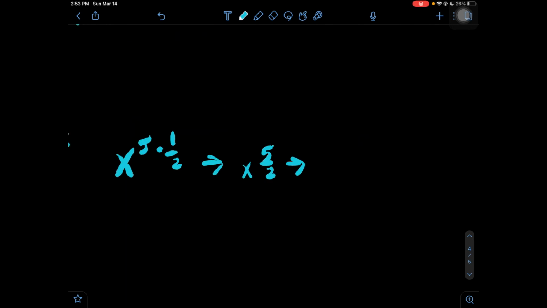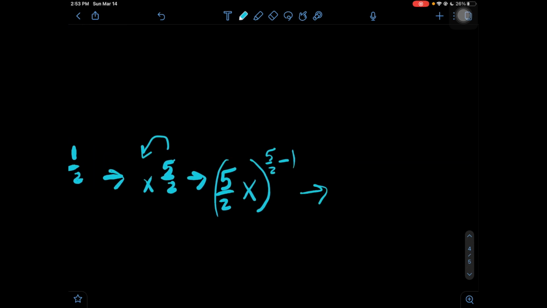So now that we have x to the power of 5 over 2, let's go ahead and follow our steps. So we're going to make this our coefficient first. So we have our coefficient of 5 over 2 times x. Okay, so that's just 5 over 2x raised to the power of 5 over 2. Remember, we have to subtract 1 from our exponent. So we have 5 over 2x, and this 1 is essentially 2 over 2, and this is 5 over 2 minus 2 over 2, which leaves us with 3 over 2. Okay, so we have 5 over 2 times x to the power of 3 over 2.